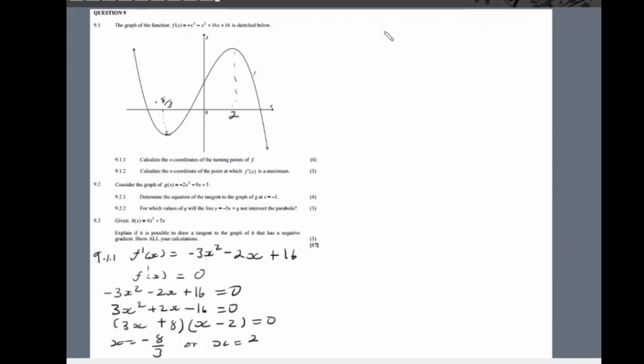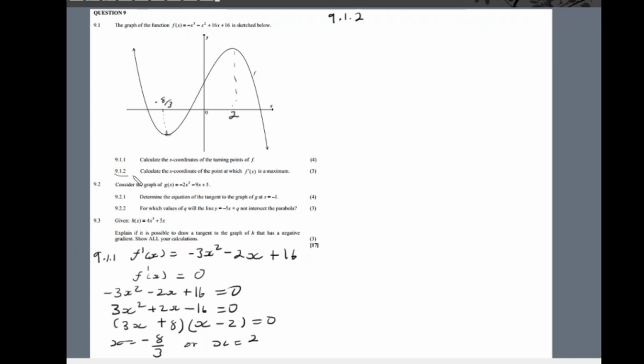Okay, and then 9.1.2. They want us to calculate the x-coordinate of the point at which the first derivative is a maximum, right? Notice the first derivative of our original function is also a function. Our function is a cubic function, and it is sketched here, and the derivative of this function is a function itself, which is a parabola or a quadratic function, right?